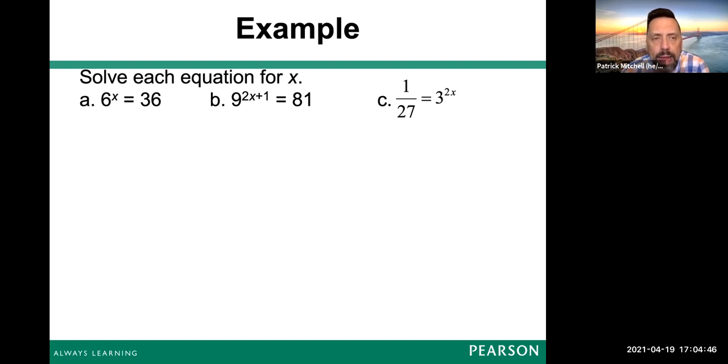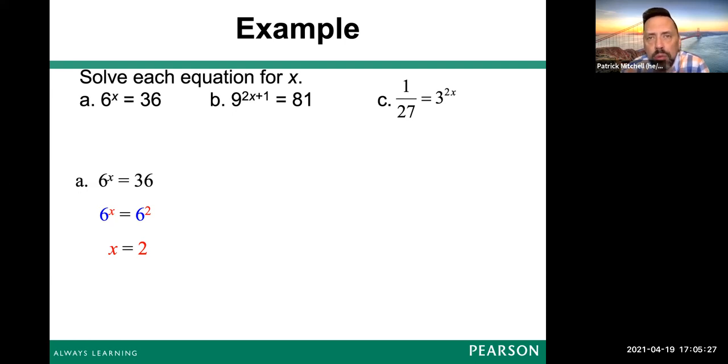So starting with letter A, we have 6 to the x equals 36. So what we're going to do first is rewrite 36 as a power of 6. And of course, that's 6 squared. So what this uniqueness of b to the x property says is that if 6 to the x equals 6 squared, the only way that can happen is if x equals 2. All right? So you just rewrite your two exponential expressions on the left and the right sides so that they have the same base. And then you can say that those two exponents are equal.